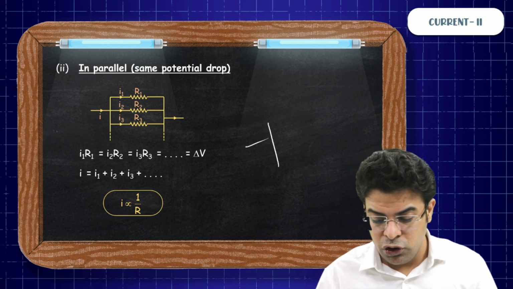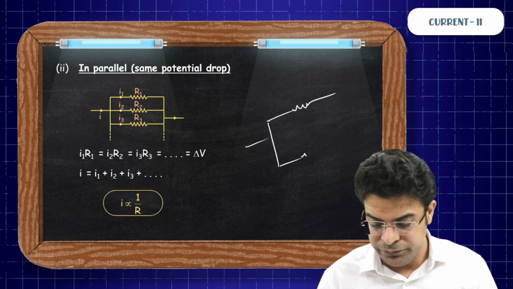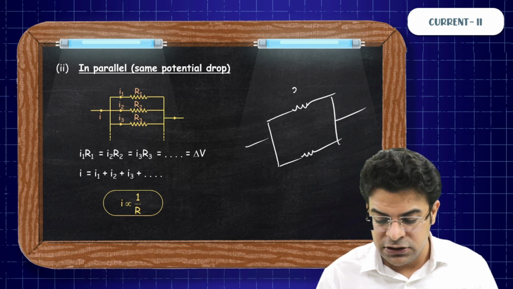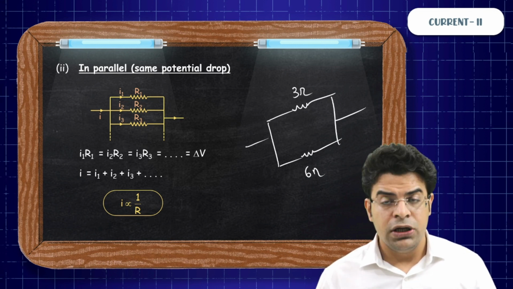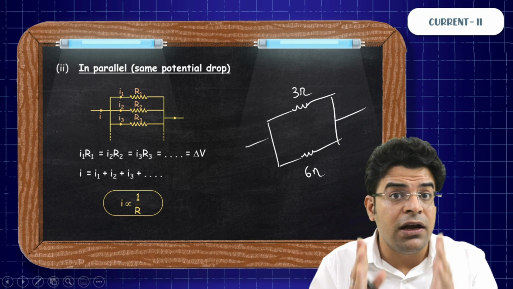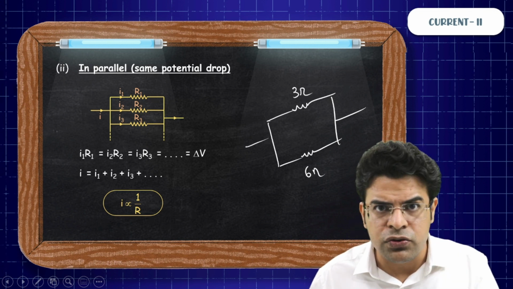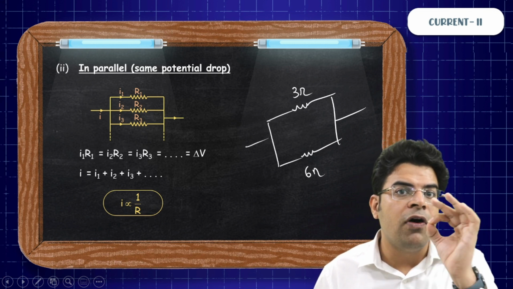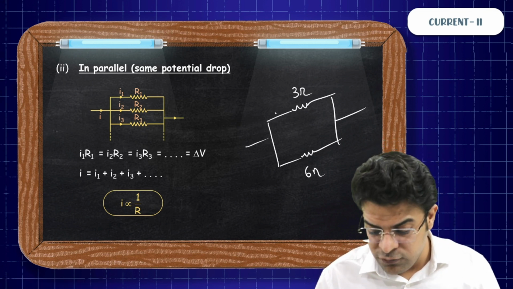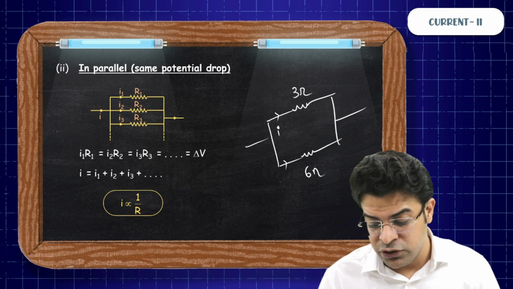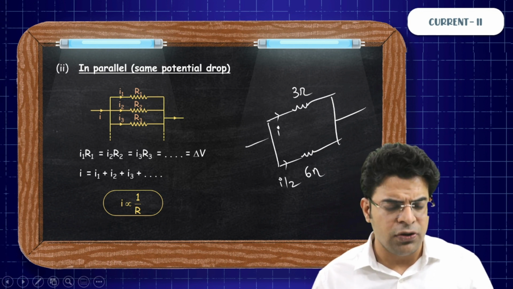So if you have two resistors connected in parallel, and let's say these are resistors of 3 ohm and 6 ohm, since I know that they are connected in parallel, they have to have the same potential drop. That's why the current flowing through the 6 ohm must be half of that of the 3 ohm. So if the current flowing through the 3 ohm is I, then the current flowing through the 6 ohm has to be I by 2. Isn't this obvious?